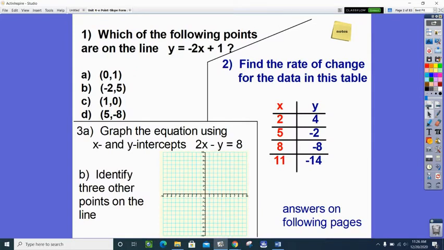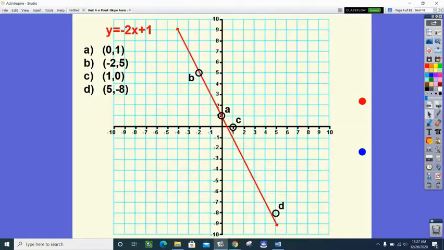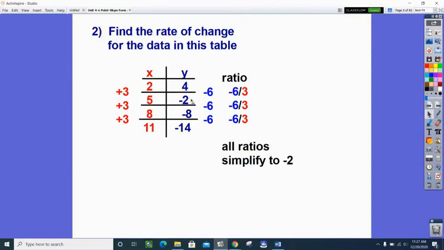Okay, so the next one is find the rate of change for this data in the table. Did you remember to take any 2 points, any 2 that you want, take the change in y over the change in x and simplify it, and that will be your slope. Rate of change is another word for it. Usually we use it with units, but if you take -2 minus 4, it would be -6. And 5 minus 2 would be 3. -6 divided by 3 would be -2.